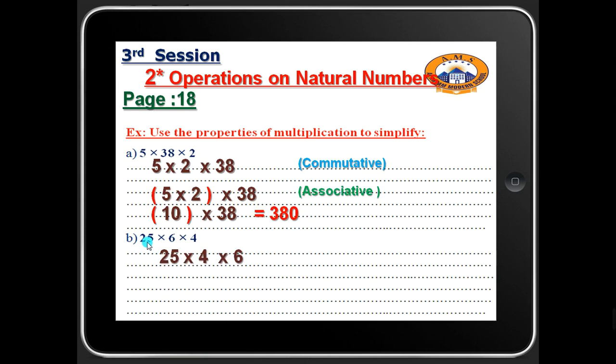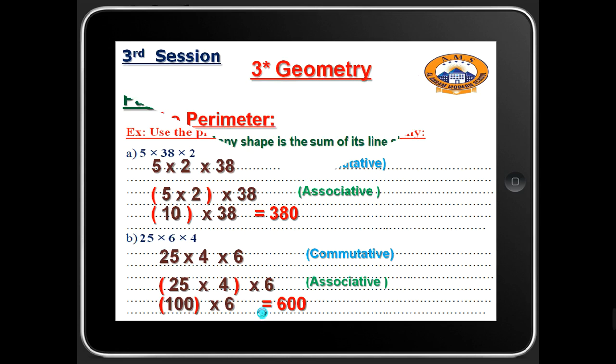Okay, now 25 times 6 times 4. 25 times 4 will give me 100. So change the places of 4 to become near to 25. This is what we call the commutative property. Then rewrite it again, but put 25 times 4 between two brackets. So (25 times 4) times 6, this is what we call the associative property. Now get the answer. 25 times 4 will give me 100, times 6 will give us 600.